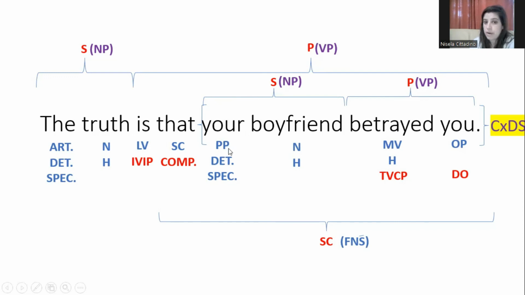Your, it's a possessive pronoun, a determiner, and a specifier. Boyfriend is the noun and the head of the noun phrase. Betrayed you, betrayed is the main verb of the clause and the head. It is a transitive verb because it takes a direct object. Yes, your boyfriend, who did your boyfriend betray? You. So betrayed you, complete predication because I don't need anything after the object. And you, it's an objective pronoun and a direct object. And this is a complex declarative sentence.